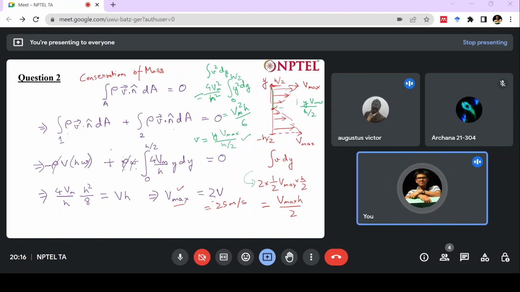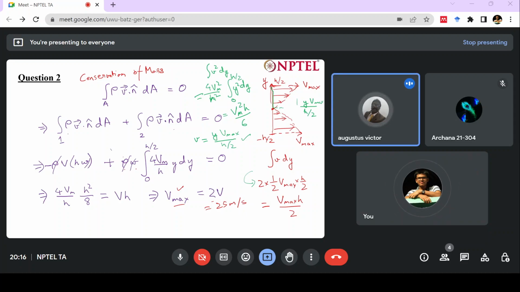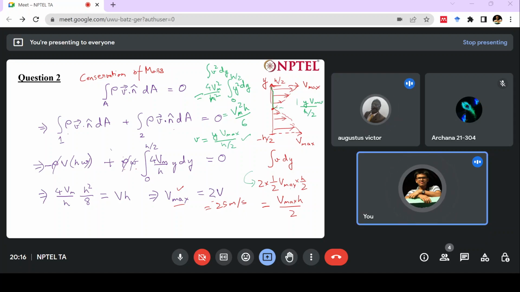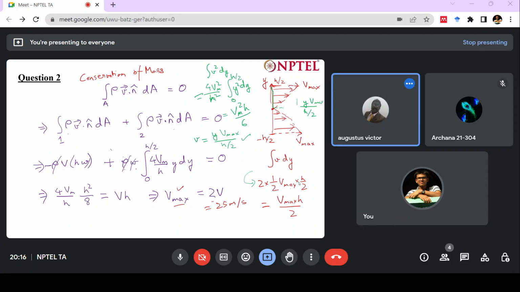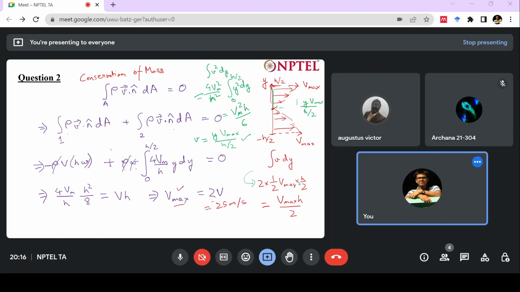Then we can also find the area. If I just find the area inside the curve, this is similar to my integration. That's why I did half Vmax into h by 2. So Vmax and h by 2 are the sides of the triangle, and half into the product of the sides will give me the area of the triangle.